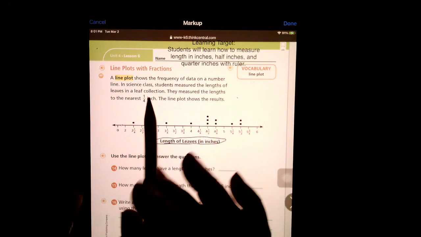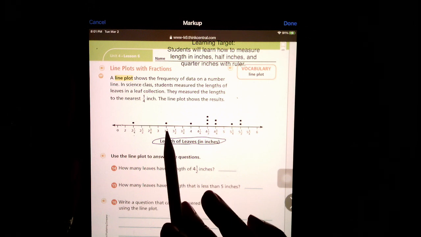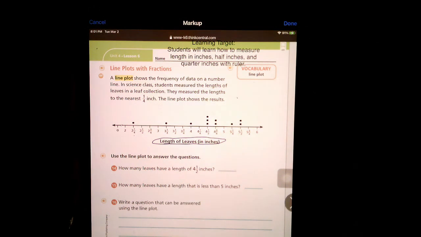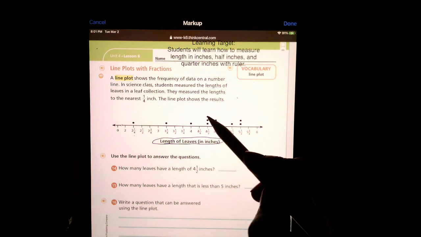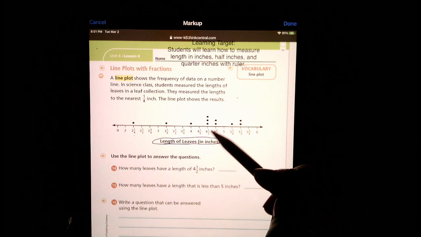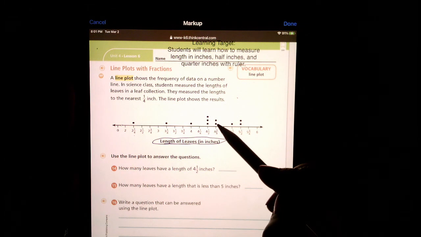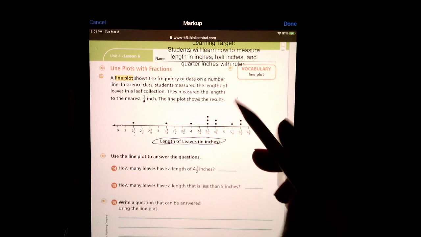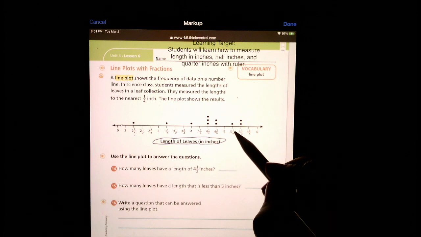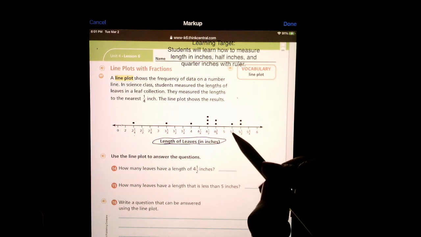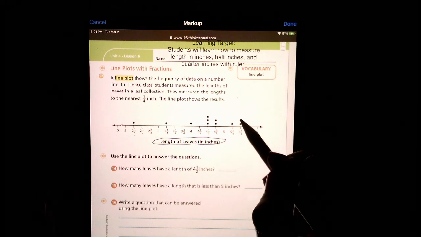So when the students measured their leaves, look at this. 1 leaf measured 2 1/4. 1 leaf measured 3 1/4. 1 leaf measured 4 inches. 3 leaves measured 4 1/2 inches. And then here's 4 3/4 inches. How many measured 4 3/4? Only 2 leaves. Students measured the length of the leaves. So here we're looking at 5 1/4. Only 1 leaf was 5 1/4 inches long, and 2 leaves were 5.5 inches long.